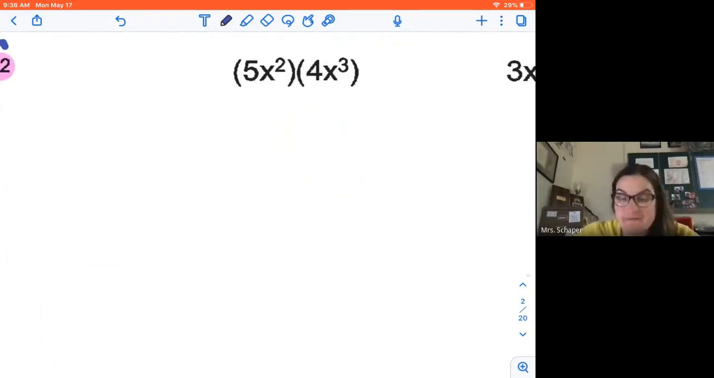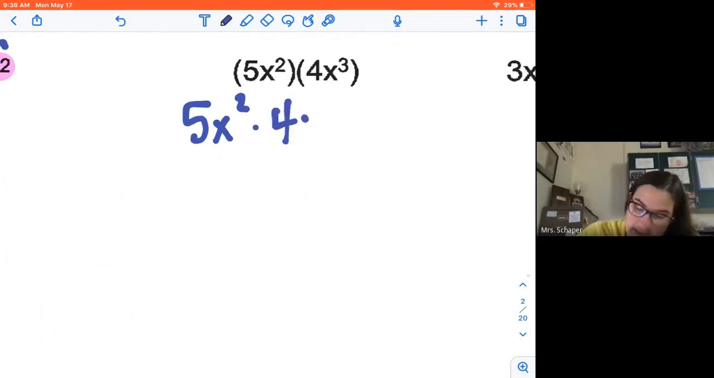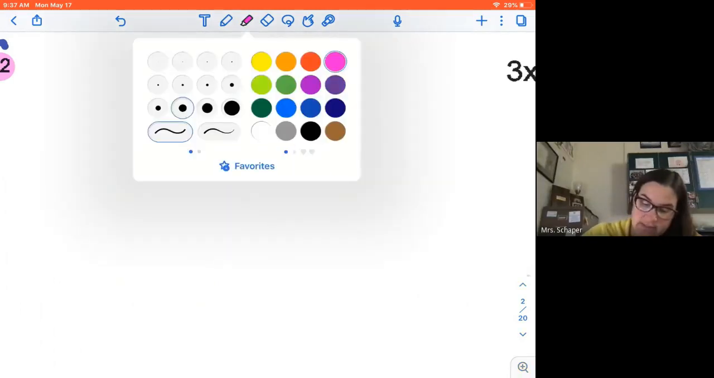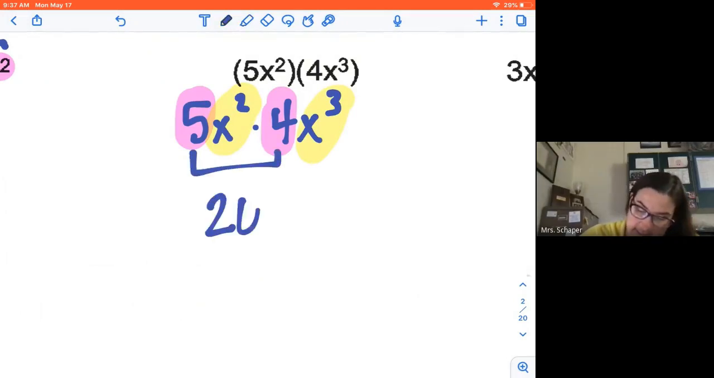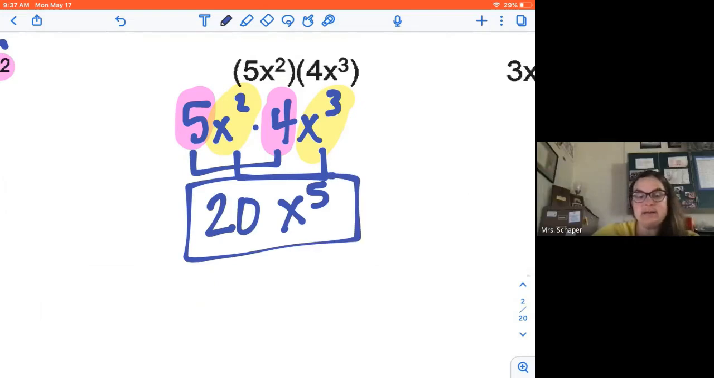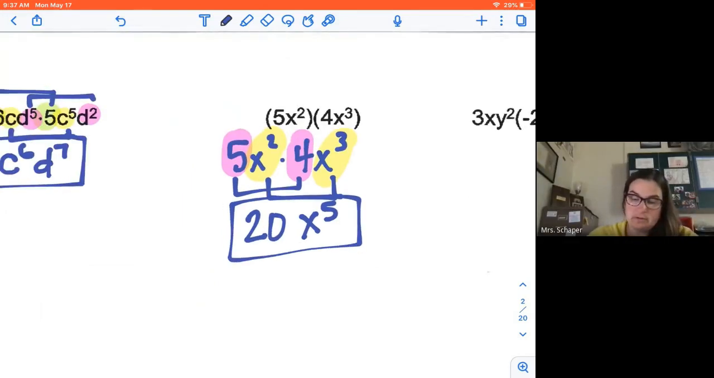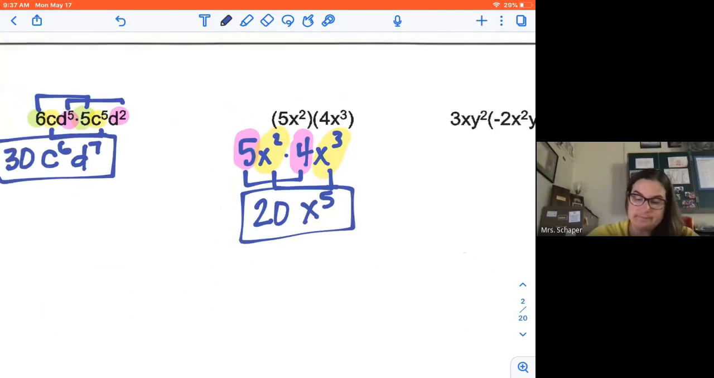The parentheses are just a fancy way to write multiplication. I could totally write it this way, and it would mean the same thing. So the 5 and the 4 are like terms, and the x squared and x cubed. So 5 times 4 is 20. x squared times x to the third is x to the fifth. So that's 20x to the fifth. All right, let's do one more.